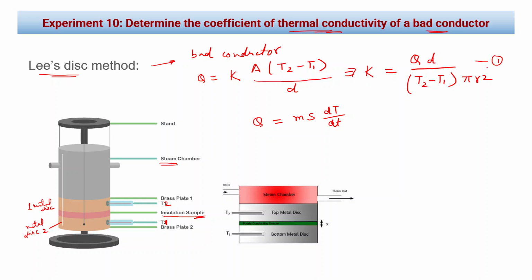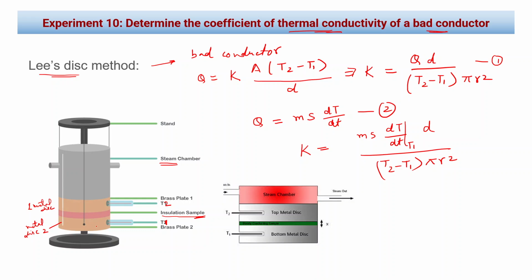Putting the value of Q from 2 into 1, we will get thermal conductivity equal to m s dθ by dt, where dθ is the change in temperature and dt is the time in which it changes, times thickness divided by temperature difference times pi r square. And for this, what we were doing was for T1.